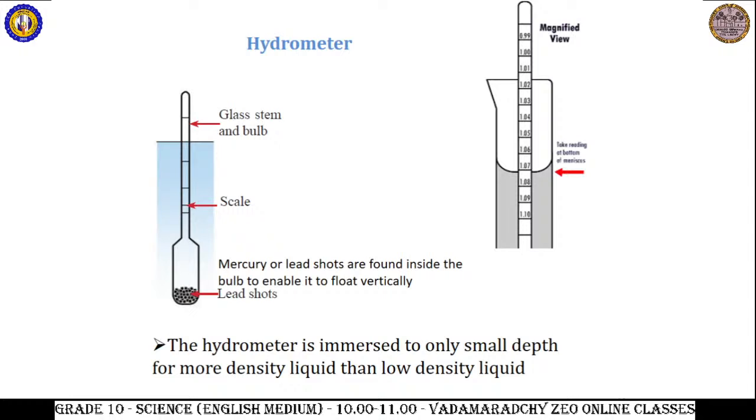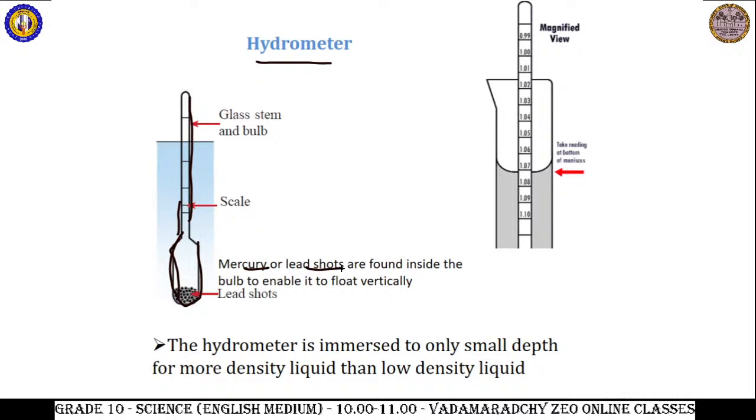Now we move to the hydrometer. Actually, a hydrometer is an instrument that works under the principle of Archimedes. This hydrometer is used to measure the density of solutions and liquids. It is made up of a glass cylindrical stem and a bulb. Within the bulb, there may be mercury or lead salts to keep the hydrometer upright.